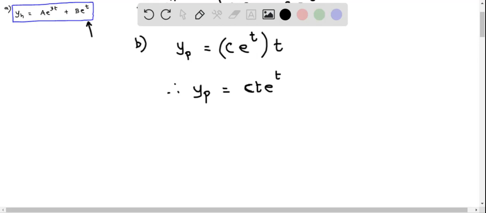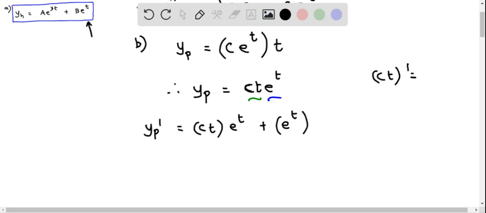So first, let's find the first derivative of this yp. So we will have yp prime, and this equals, to find the derivative of this right side expression, we use the product rule of differentiation. That is, we consider ct as the first term and e^t as the second term. So when we do that, we put the first term, multiplied by the derivative of e^t, that is e^t. Now we put the second term, e^t, times the derivative of ct. The derivative of ct equals c times the derivative of t, which is 1, so it is c. So I put c here. And so therefore, this equals ct e^t plus c e^t. This is yp prime, that is the first derivative of yp.